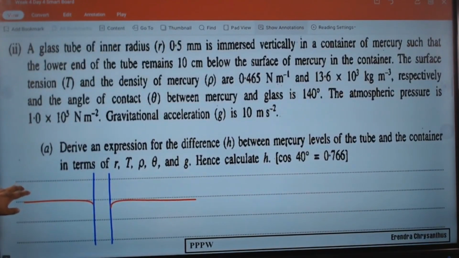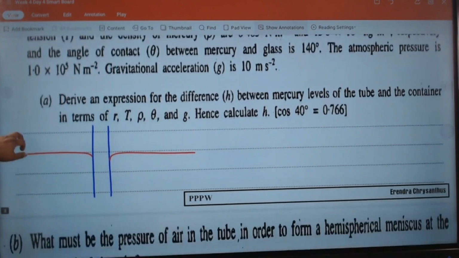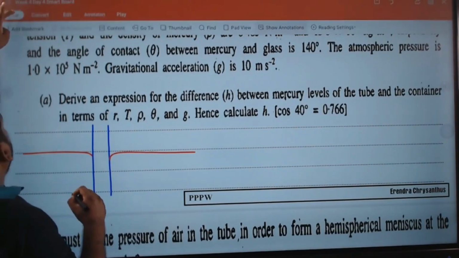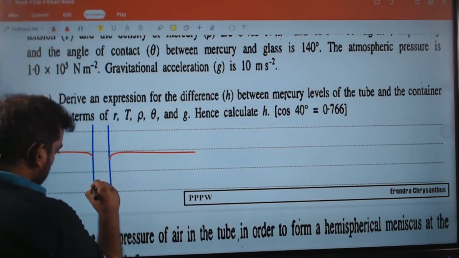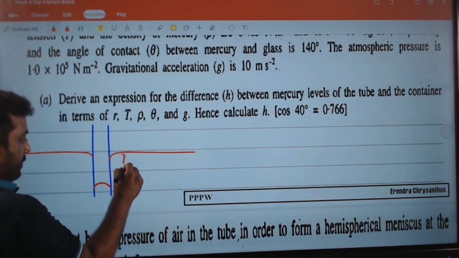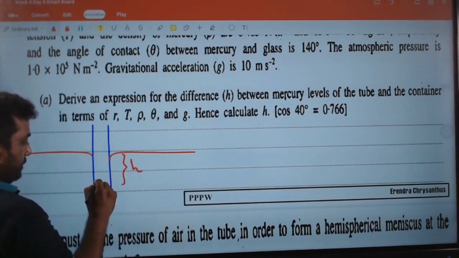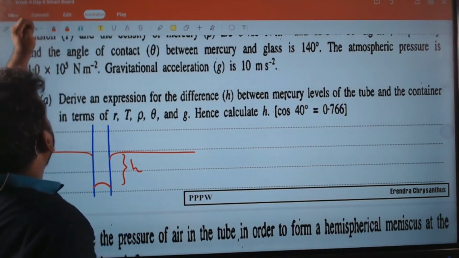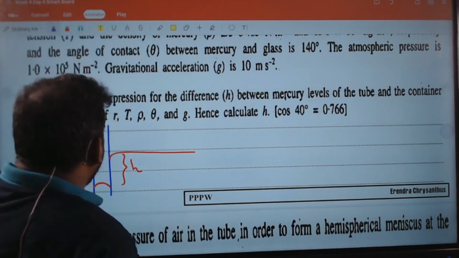The lower end of the tube remains 10 cm below. So derive an expression for the difference in height, in terms of T, R, rho, and G. Right. Look at the board carefully.